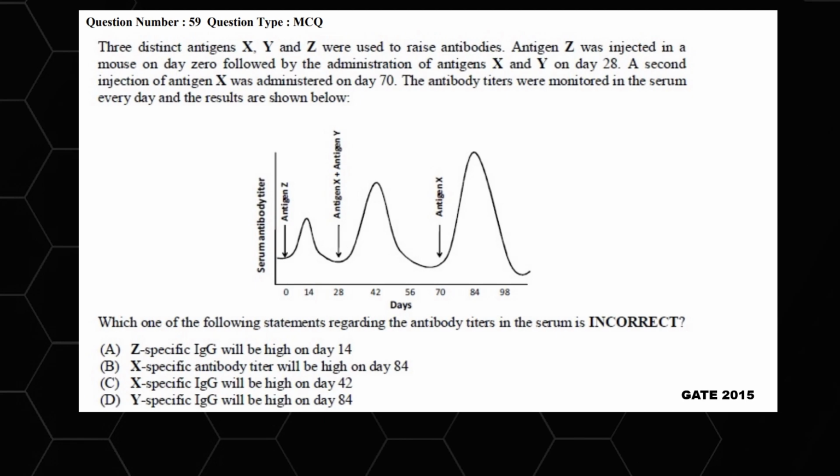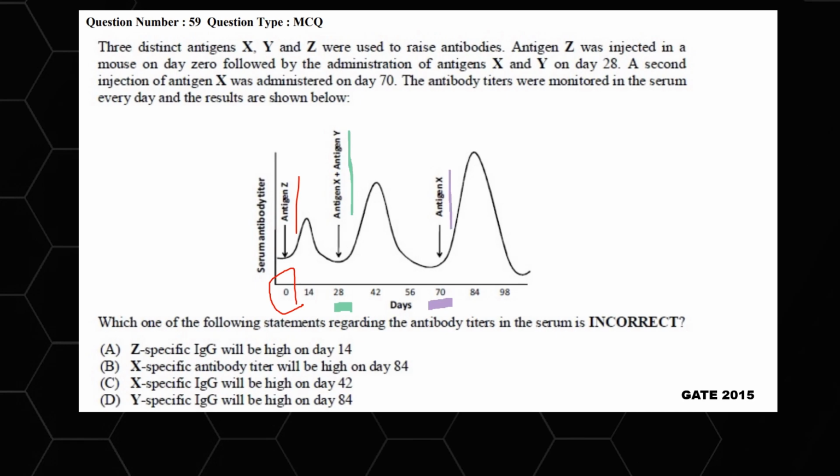They have given a titer graph depending upon the respective days, as well as the day they have administered the antigen. So if you could see here, on day 0 they have administered antigen Z, right? And then they have administered antigen X and Y on day 28. And on day 70, they have again given the exposure of antigen X.